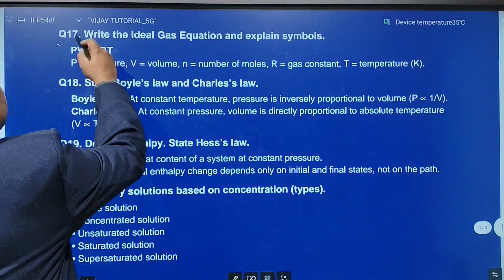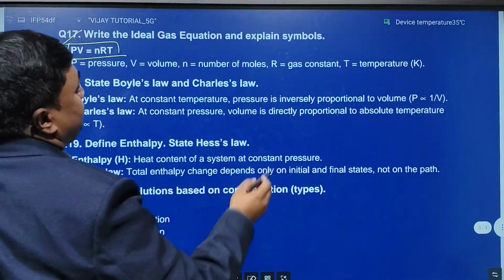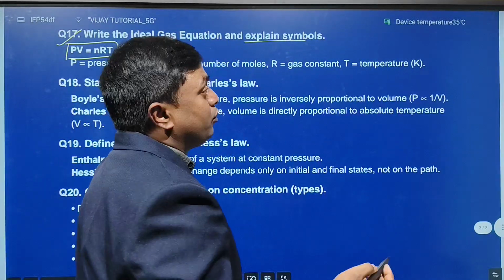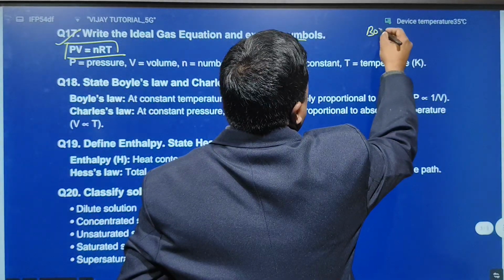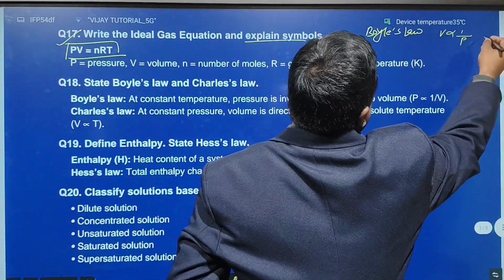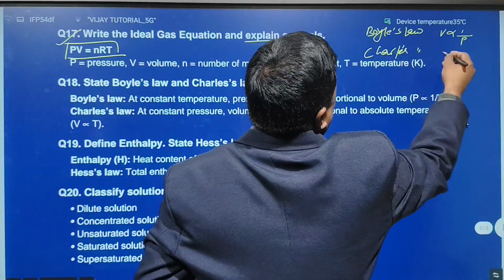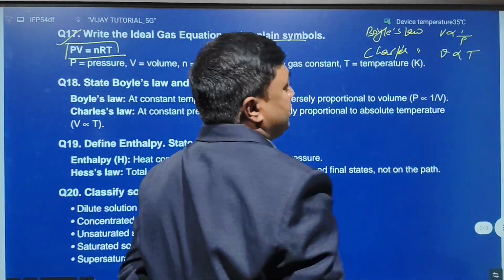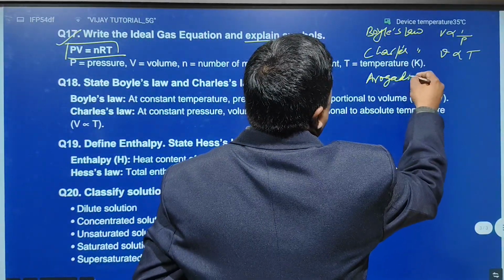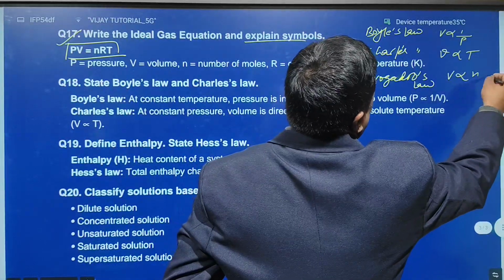Write the ideal gas equation. PV = nRT, and explain the symbols. The ideal gas equation comes from Boyle's law, which states that the volume of a gas is inversely proportional to the pressure at constant temperature. Charles' law: volume of a gas is directly proportional to the temperature at constant pressure. And Avogadro's law: volume of a gas is directly proportional to the number of moles.